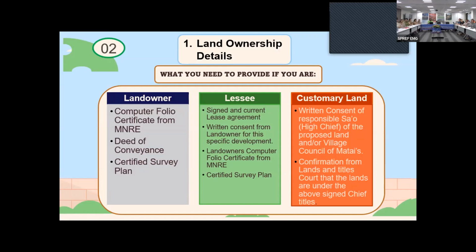Now, together with that, another document that you can bring if you don't have the computer folio certificate is the actual deed of conveyance, or the deed, the land document papers. It must have your name on it, as well as stamp duty, which means that the deed has been registered. So it's not just a piece of paper that you went and put your name on.